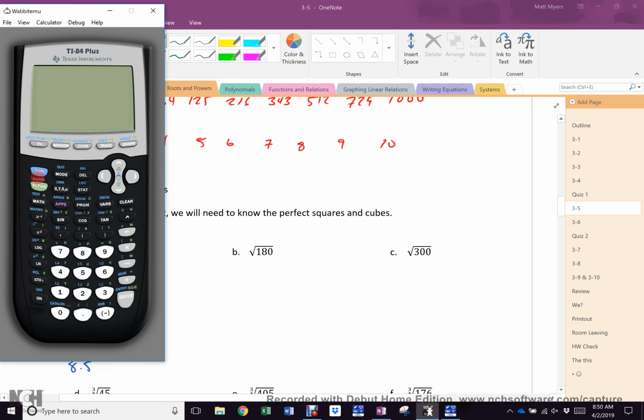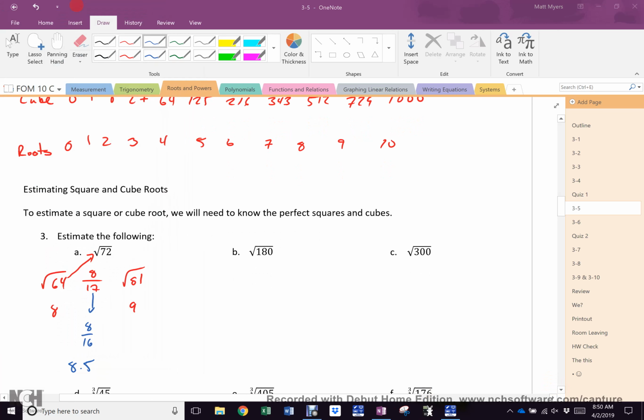Square root... 8.48. My calculator's not turning on, so screw it. From our calculator, we got 8.48. And we guessed it to be 8.5. Everybody with me? That's all you do.